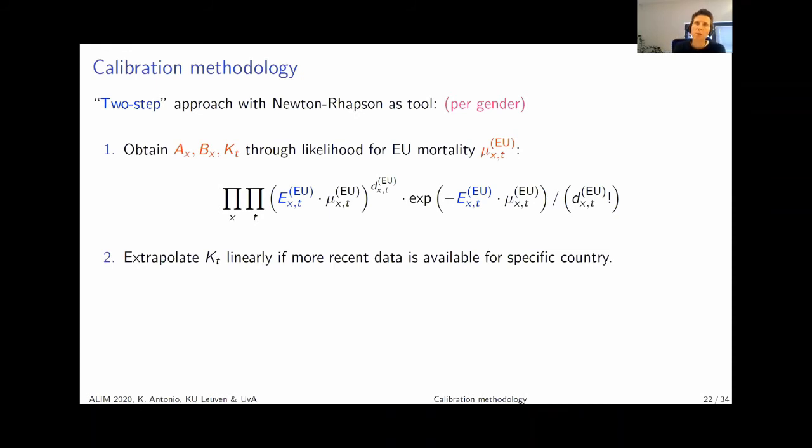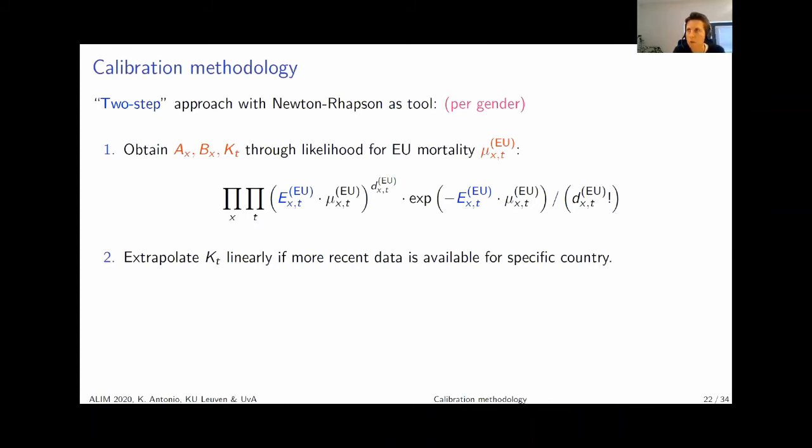I want to use them, but I don't want to be limited by the fact that, for instance, for Norway or for Sweden or for Iceland, I didn't have the data up to this specific year, right? So what we're going to do is use the data at European level as well as we can, and use the kt's calibrated for the European data. And then we're going to extrapolate these kt's linearly until the most recent year of data that we have available for Belgium or for the Netherlands, if that is the case.